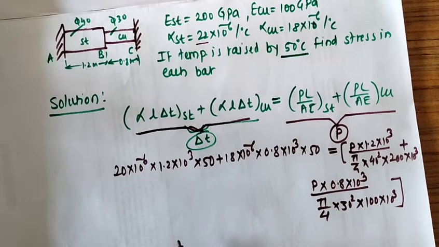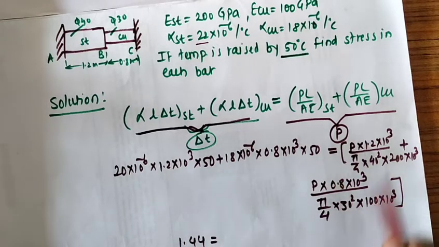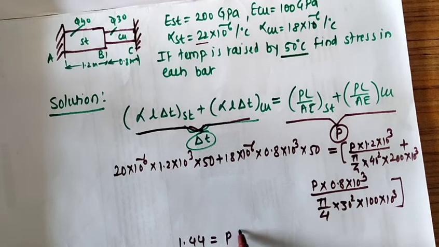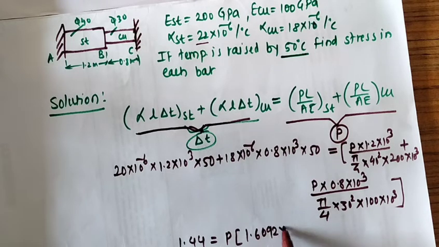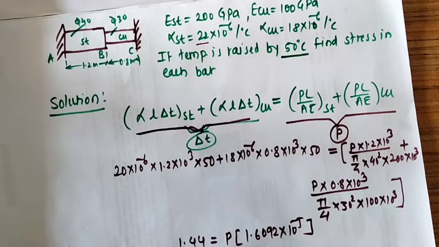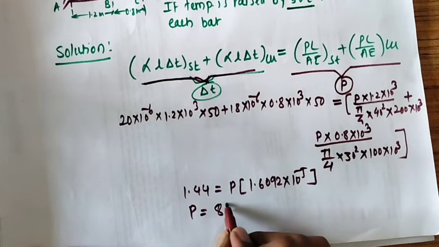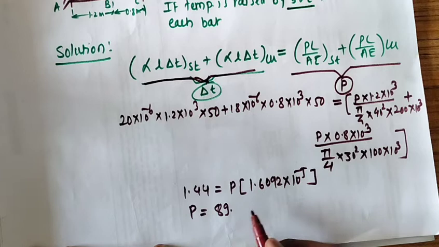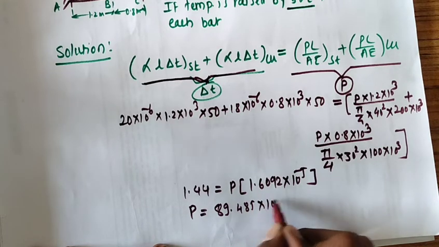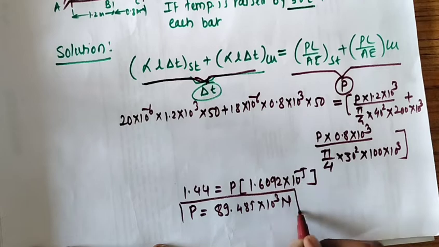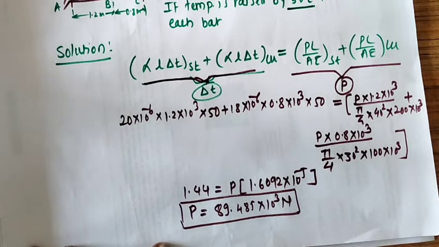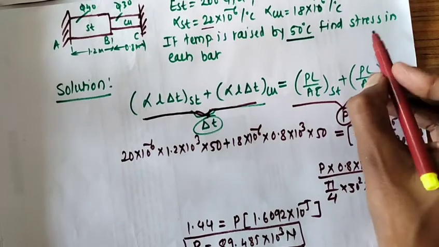By simplifying this, we get one equation, that is 1.44 is equal to, we can take this P term to one side, already taken. So it is P into 1.6092 into 10 raised to minus 5. So if we solve this, we get value of P on each member, that is on steel as well as copper. So P is equal to 89.485 into 10 raised to 3 Newton. This is value of P on each member. Now what we have to find out? Find stress in each member.